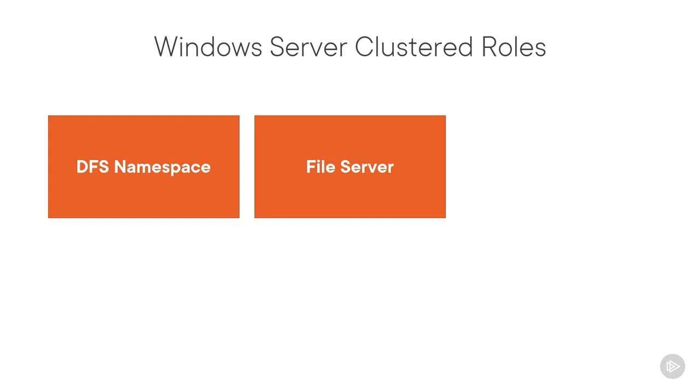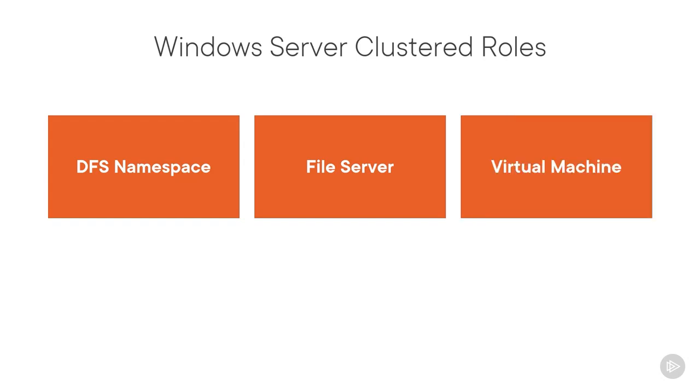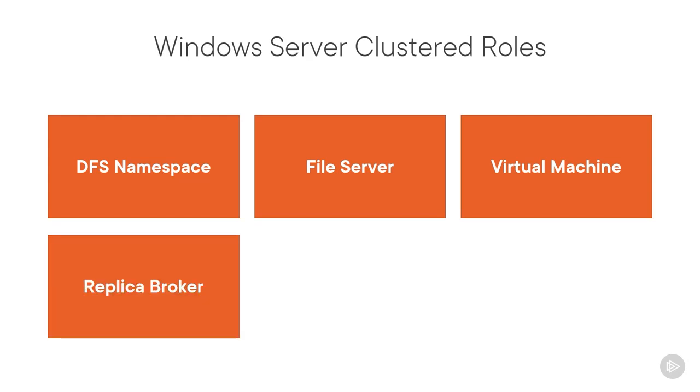File server is another built-in clustered role. This would be an active-passive file share. And then there's the scale-out file server, or SOFS option as well, for virtual machines and for SQL Server databases. You can take Hyper-V VMs themselves and make them highly available as cluster roles. If you're using Hyper-V Replica to replicate virtual machines, and you want to replicate VMs that are in a cluster, then you'll want to have the replica broker.